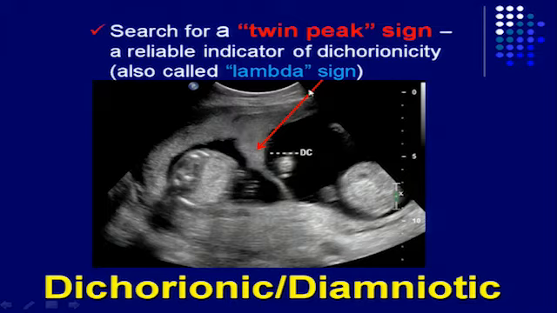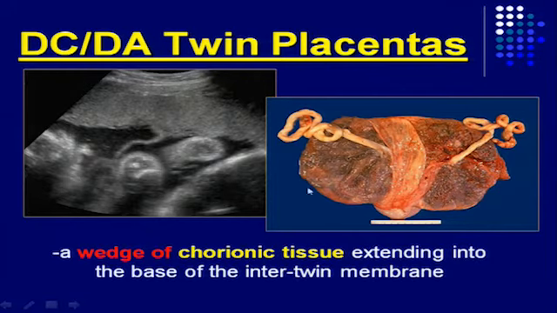It'd be nice if all of them showed like this. I mean, this one's like, ooh, look at me. Look how thick this dividing membrane is here. So this is also called the twin peak or lambda sign, and that's your most reliable indicator of dichorionic gestation. So it's dichorionic, 2 placentas, 2 amniotic sacs. So you have a wedge of chorionic tissue that extends into the base of the intertwined membrane. So that's the twin peak or lambda sign. And this membrane looks thicker because you've got 2 amnions, 2 chorions, whereas when it's 1 placenta, you just have the 2 amniotic membranes, so it's thin and wispy.